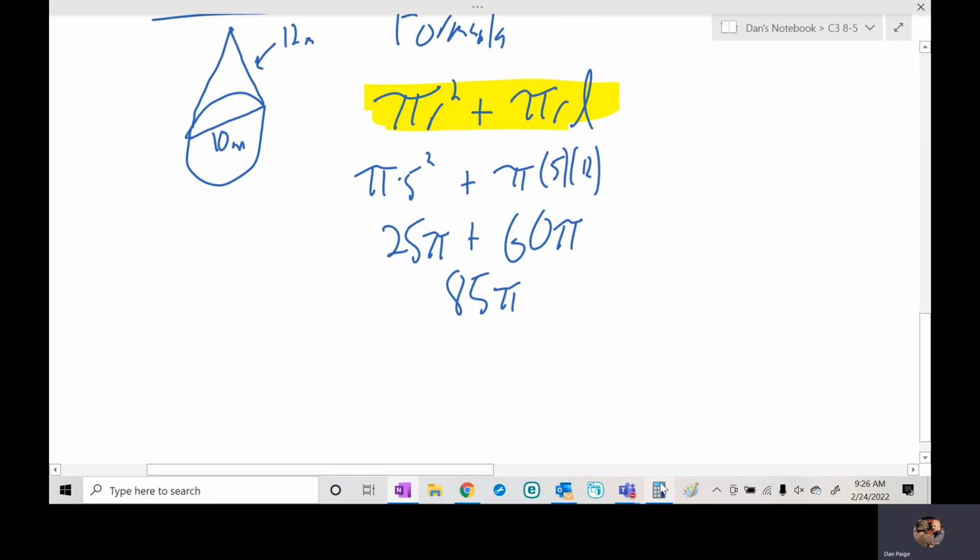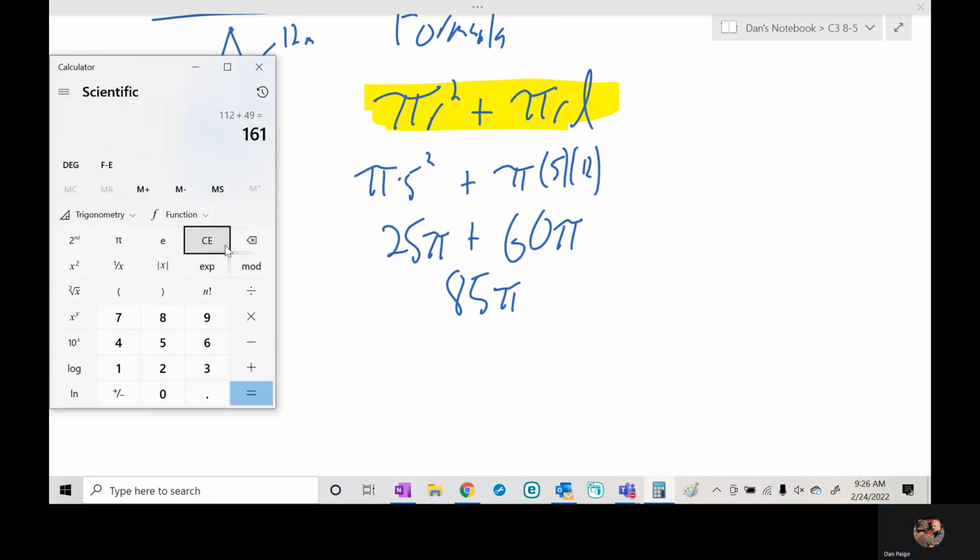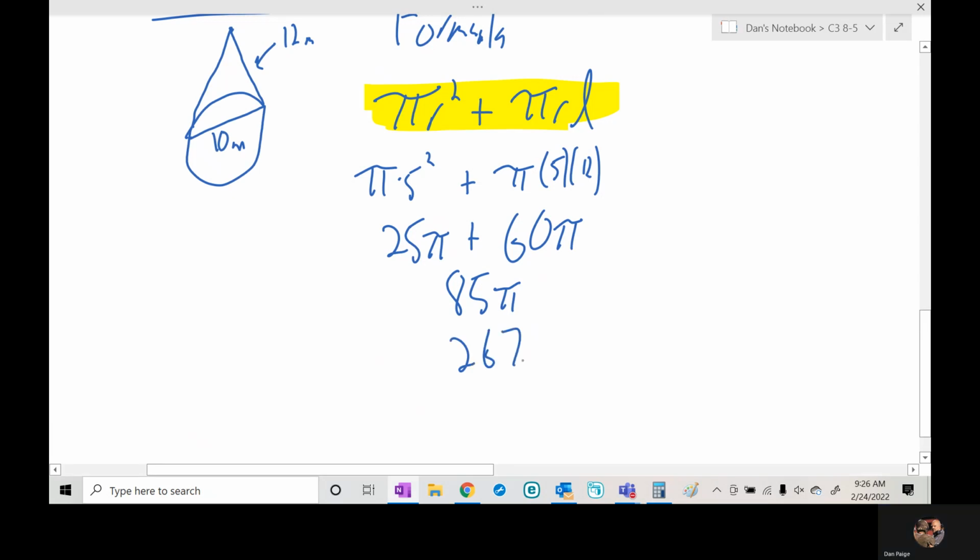And then we'll multiply it by pi. 85 times, again, if you have the pi button, that's great. If not, just use 3.14. It'll be about the same. 267 meters squared.